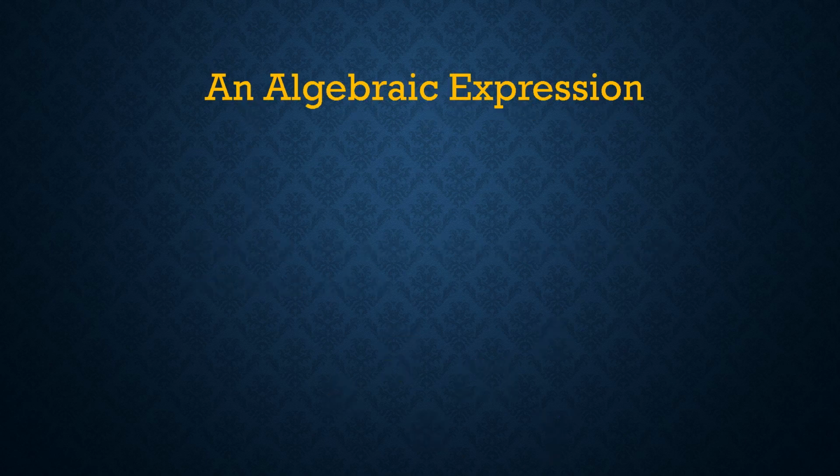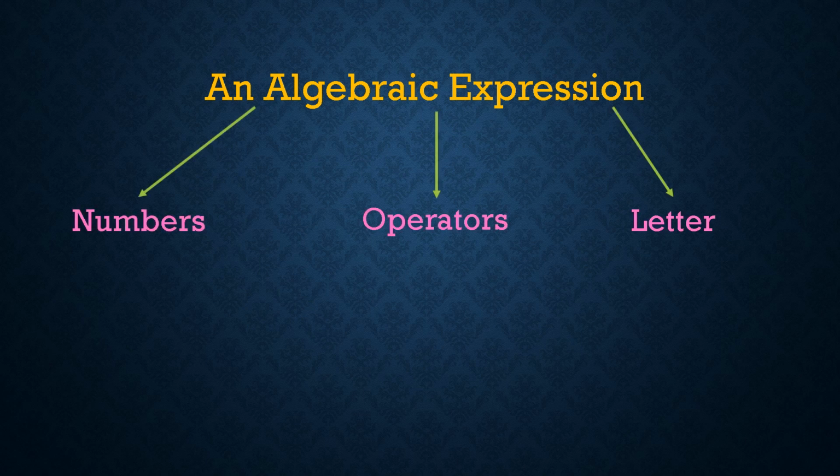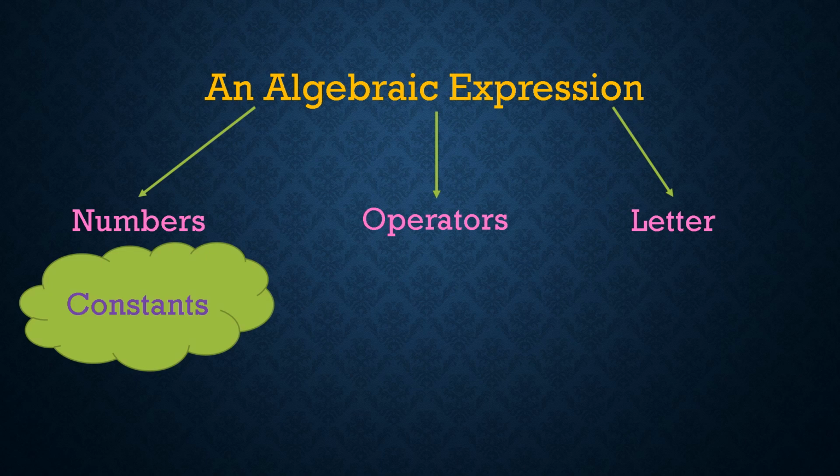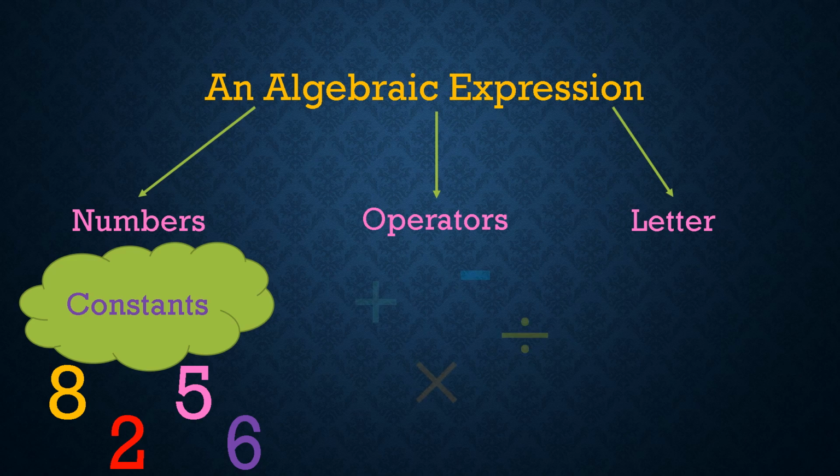An algebraic expression contains numbers, operators, and letters. A number in algebra we call constants, and these are fixed numbers such as 8, 2, 5, 6. An operator is a symbol indicating a mathematical operation such as our plus, multiplication, division, and subtraction signs. Our letters, as we know, are called our variables, and we can use any letter from the alphabet such as E, M, or even S.